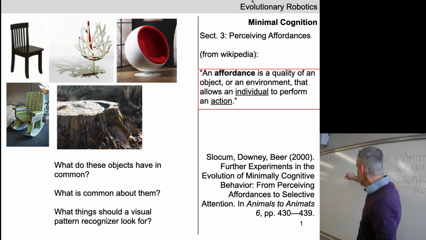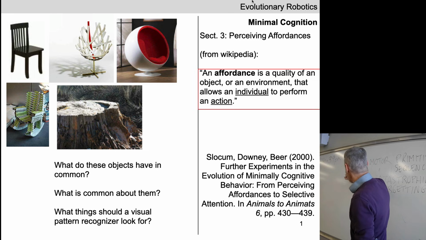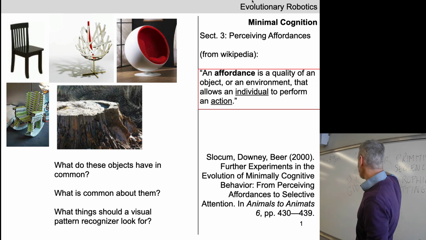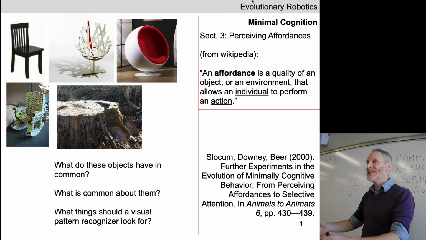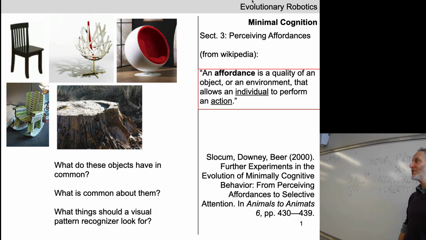J.J. Gibson, a psychologist a few decades back, said that's not how we learn to recognize seats. Whatever it is that we're doing when we look around the world for a place to sit, we're not doing just geometric calculations. What we're actually doing, Gibson said, is perceiving affordances. So what is an affordance?